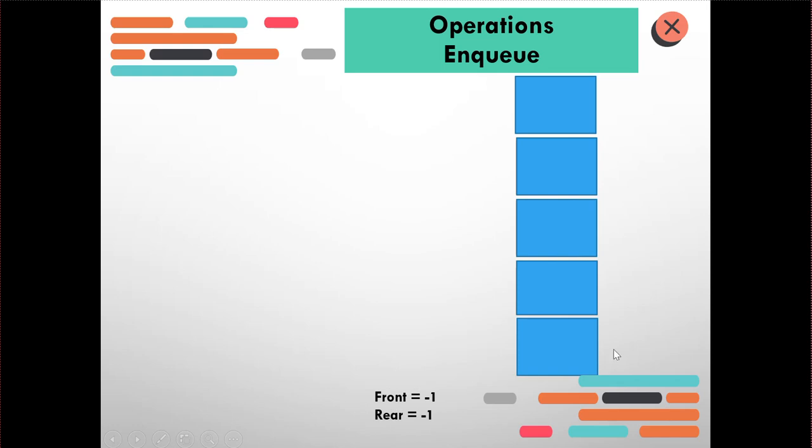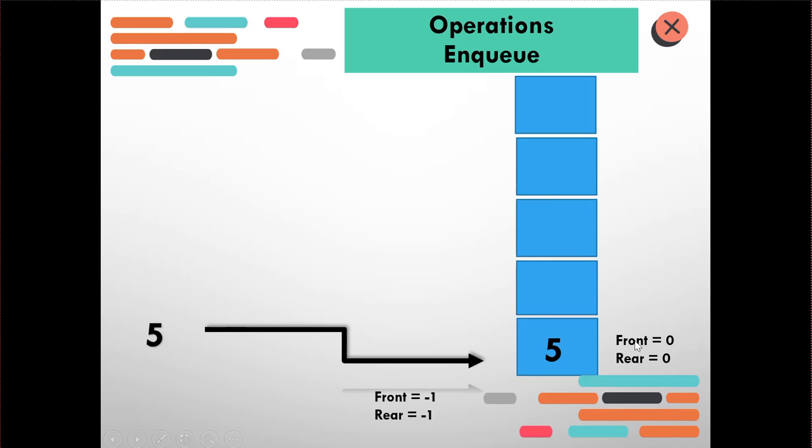Obviously the valid index for an array starts from 0. Now subsequently we are trying to insert values into this array. 5 would be inserted at position 0. In that case, front would be 0 and rear would be 0.